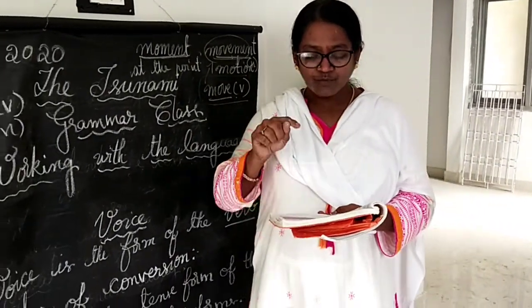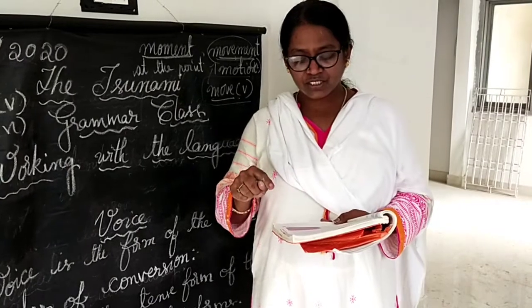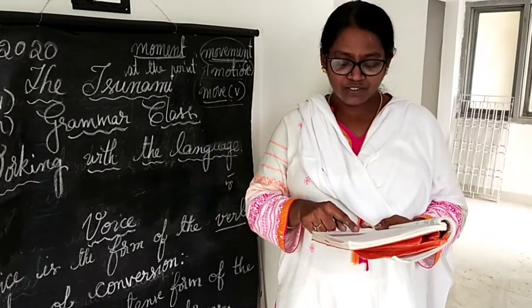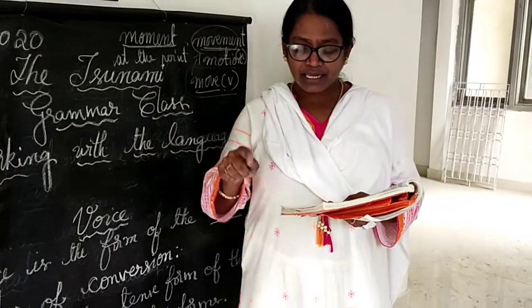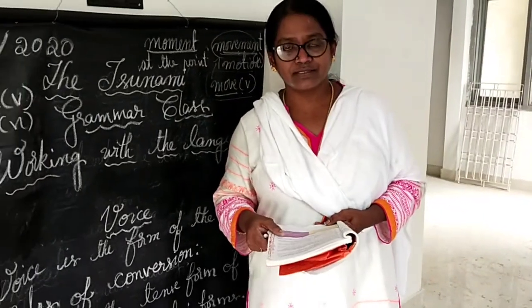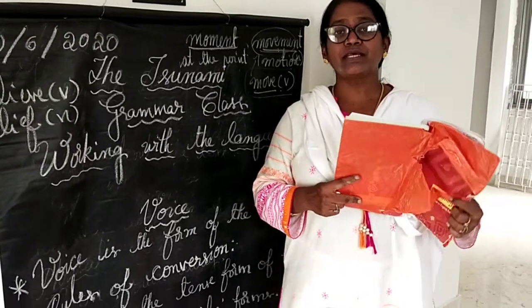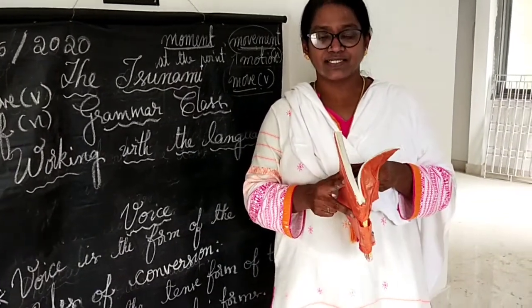Was hit, was swept, were washed, were found. All of them are passive verbs. Okay, people did not find any animal carcasses. Why did they not find any animal carcasses, you know? Because animals have the sixth sense.